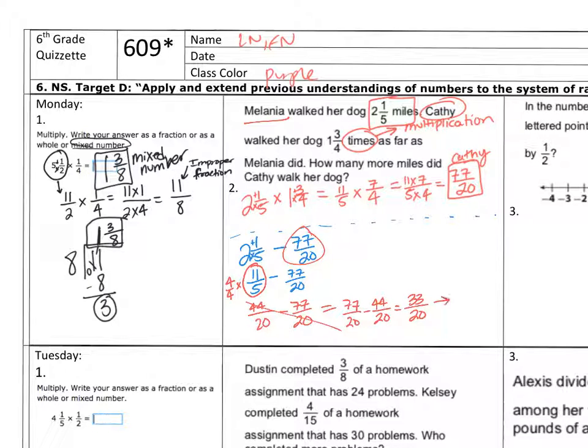And now I'm going to turn that into a mixed fraction. 20 goes into 33 one time. There's going to be 13 left over, and the denominator is 20. So the final answer is Kathy walked her dog 1 13/20 mile more than Melania.